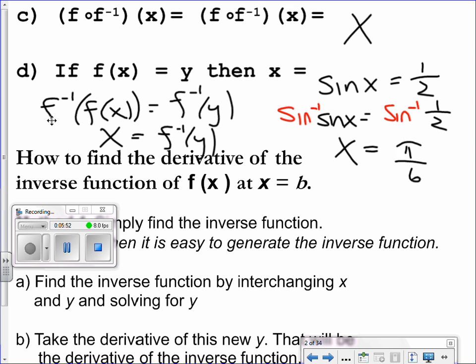So inverse functions are great because they can help you solve for an argument. You want to get rid of a function, you take the inverse to both sides. And today, what we want to do is find the derivative of an inverse function at a particular value.